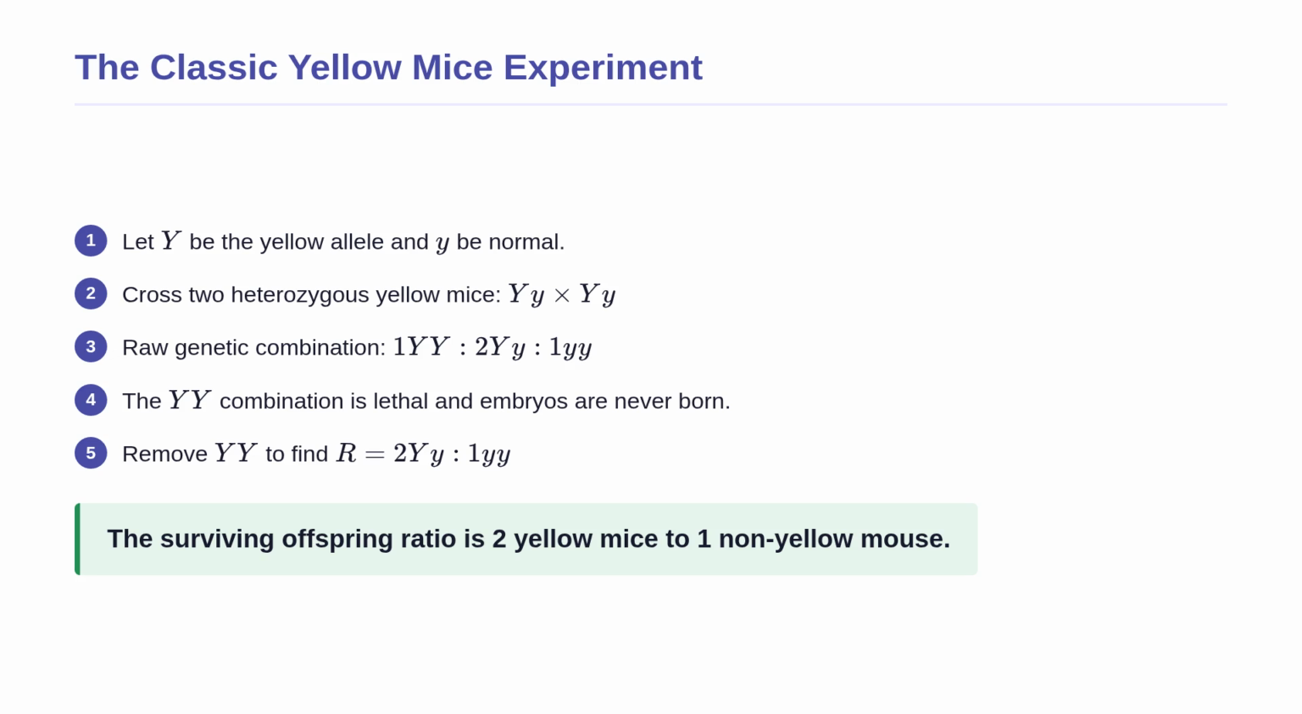We set up a cross between two heterozygous yellow mice, big Y little y times big Y little y. The raw genetic combination yields one big Y big Y, two big Y little y, and one little y little y. Because the big Y big Y combination is lethal, those embryos die in the womb. We eliminate them from our final count. The final answer shows the surviving offspring will always appear in a ratio of 2 yellow mice to 1 non-yellow mouse. Physically, any living yellow mouse must be a heterozygote.